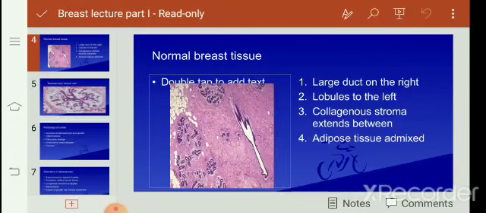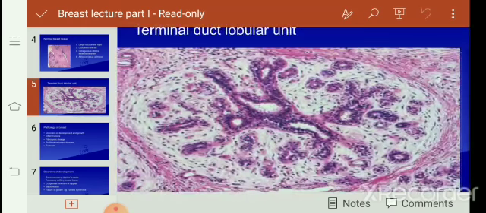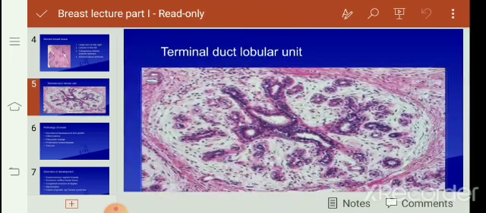So this is the normal anatomy of the breast. Why is normal anatomy important? On this basis we can divide the different pathology of the breast. Okay, previously we discussed the terminal duct lobular unit. This is a diagram showing the terminal duct lobular unit. These are the small ducts. They are surrounded by the mammary glands, the small lobules, and this is surrounded by loose stroma, and then the outer layer is a dense stroma.